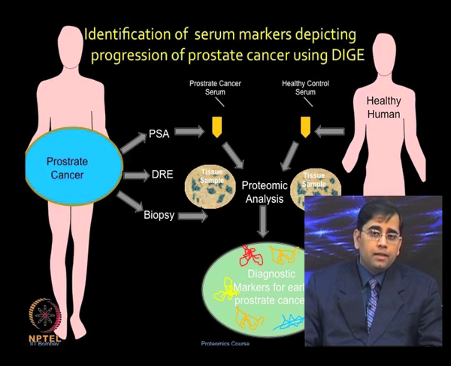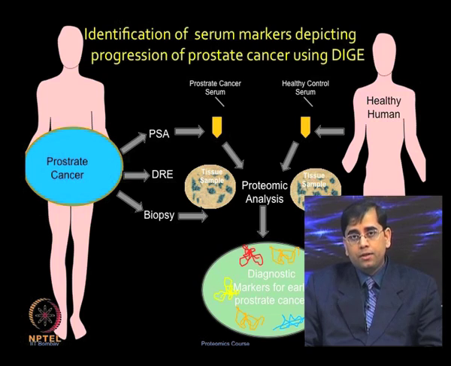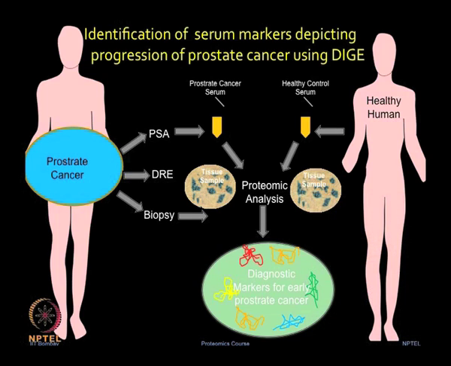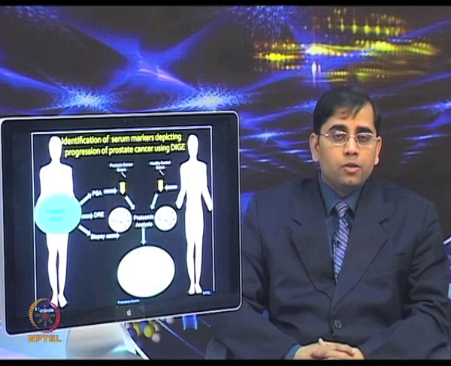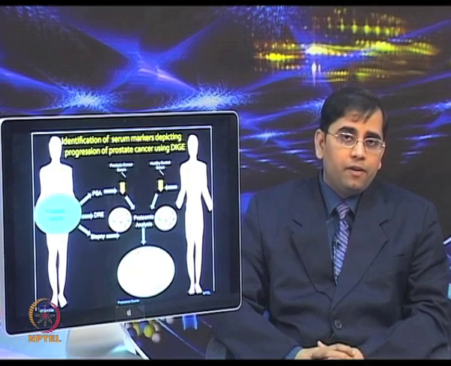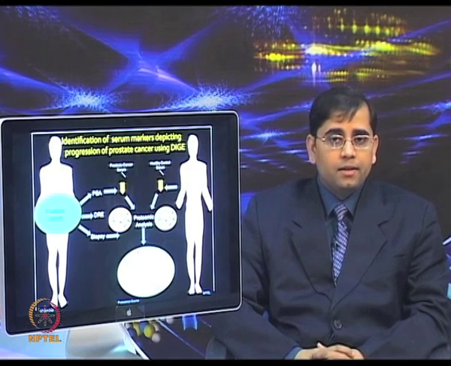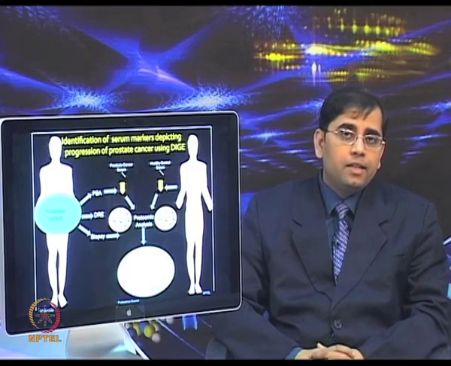The reason being that the level of PSA is also high in benign prostatic hyperplasia or prostatitis. So, therefore, there is a lot of discussion on whether one should rely on only PSA for detection of prostate cancer. So, this study aimed to identify some new markers in prostate cancer by studying the serum proteome.